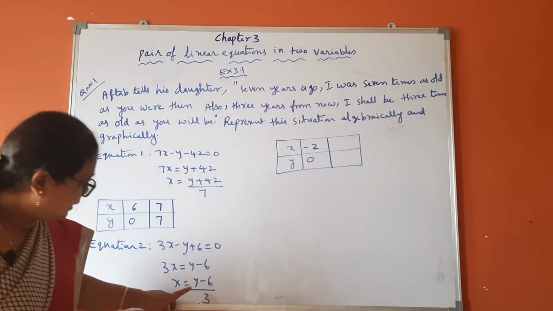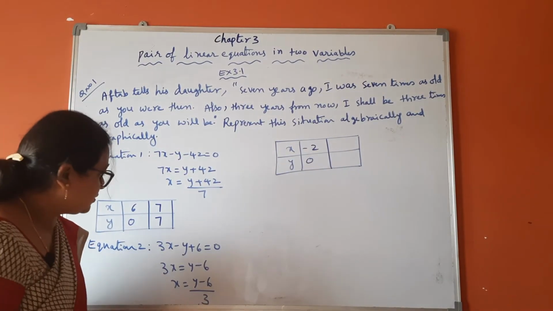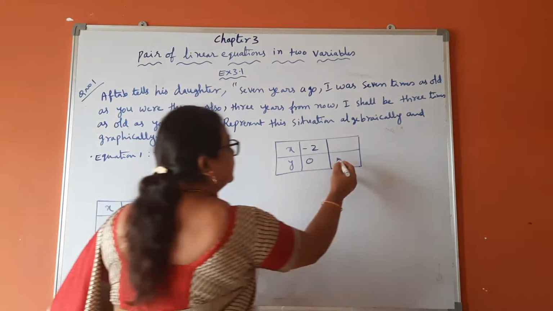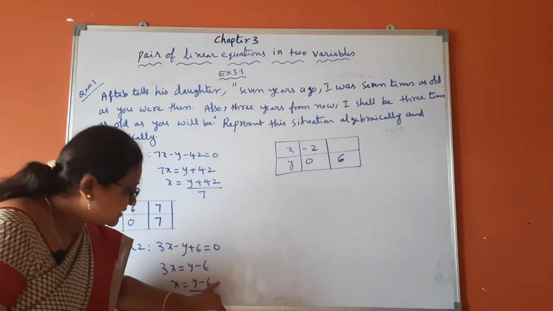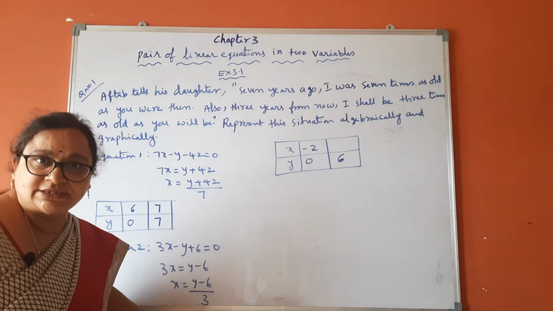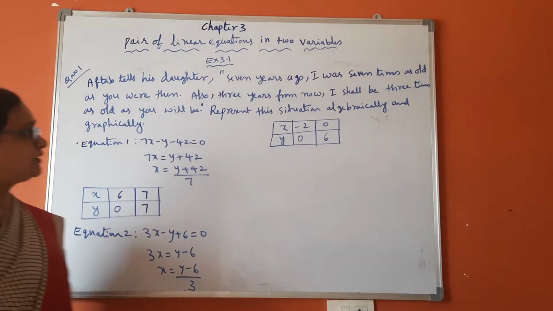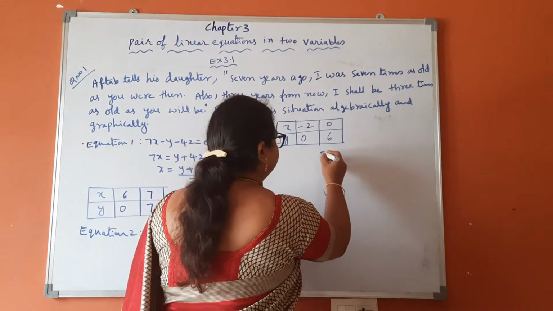Then if I take y as 0, already it is taken. So if I take y as 6, 6 minus 6, 0 by 3. 0 by anything is 0. So x will be 0. Now graphical representation.